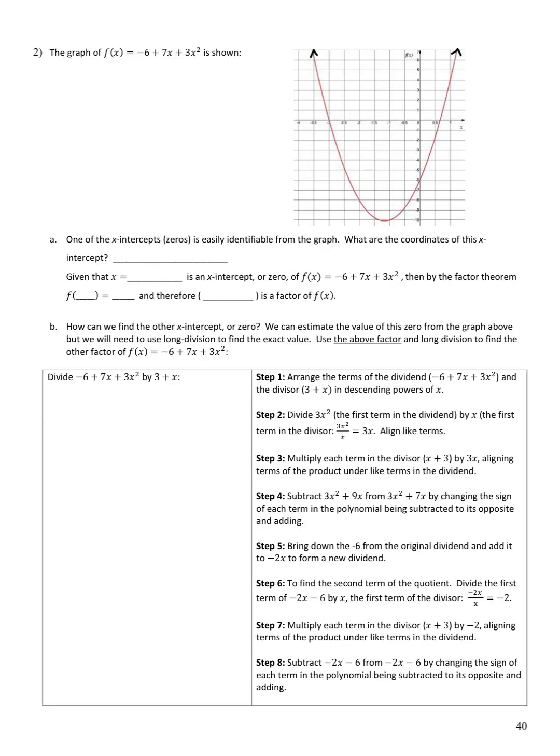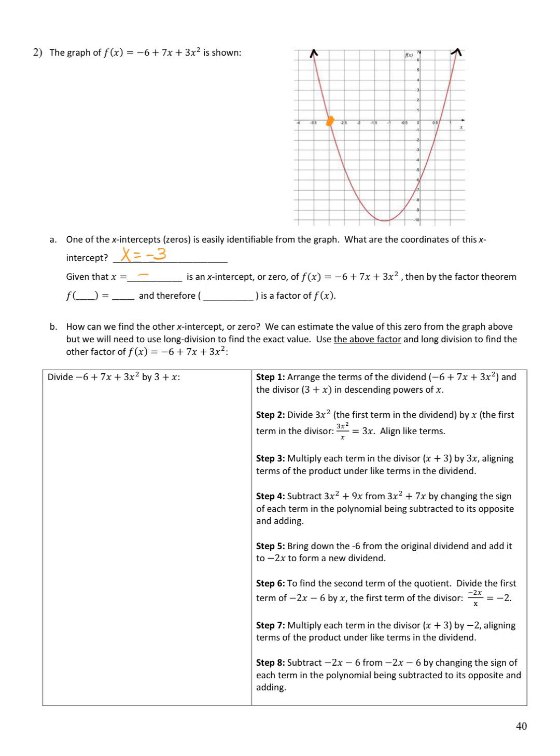Number 2, the graph of f of x equals -6 plus 7x plus 3x squared is shown. One of the x-intercepts, or zeros, is easily identifiable from the graph. What are the coordinates of this x-intercept? So this one looks pretty clear, like it's -3. It goes right through a grid mark. This one over here doesn't go right through a tick mark, so it's not as easy to identify as this one. But I think x equals -3 is definitely an x-intercept.